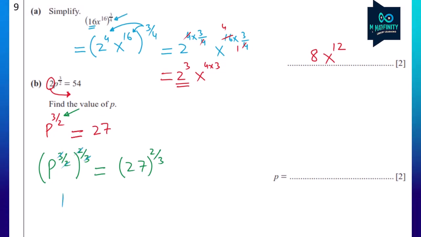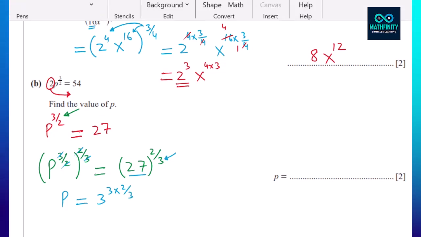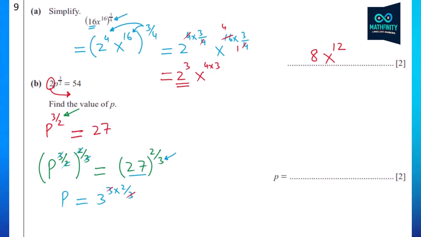So what is left here? P, and this one 27 and outside is 3. So we can write 3 power 3 times 2 by 3. Now also 3 and 3 we can cancel. So what is left? P is equal to 3 power 2, that is 9. Okay, please practice these types of questions. If you have any doubt or confusion, you can discuss with me.